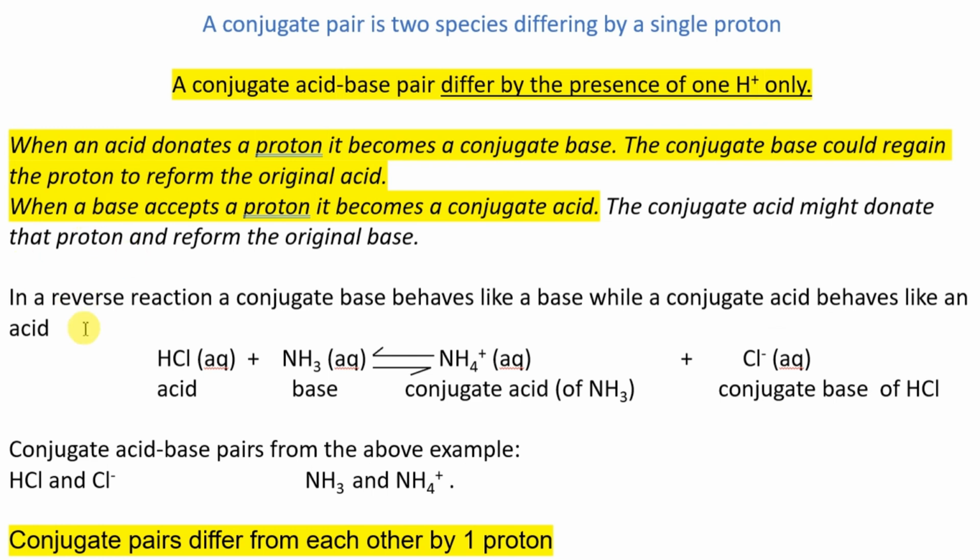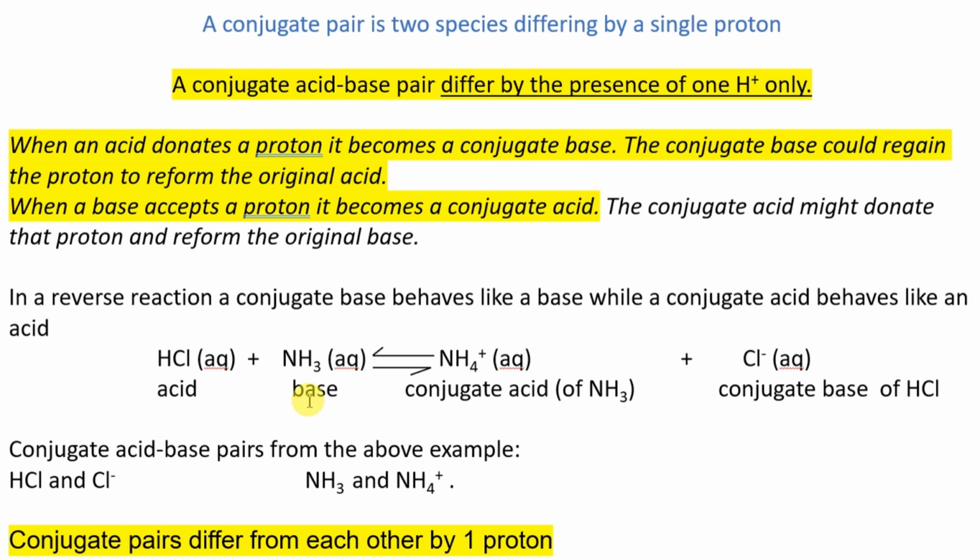Let's look at an example. HCl, an acid, donating H+, becoming Cl-. I see the reversible sign. What can happen is that Cl- can regain that H+ and go back to being HCl. It's the conjugate base of HCl. Going right back to the top of this slide, conjugate pair, two species differing by a single proton. Yes, HCl and Cl-.